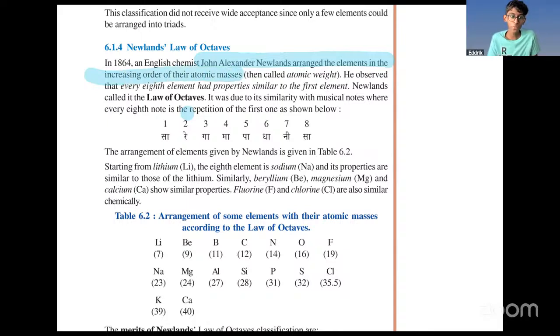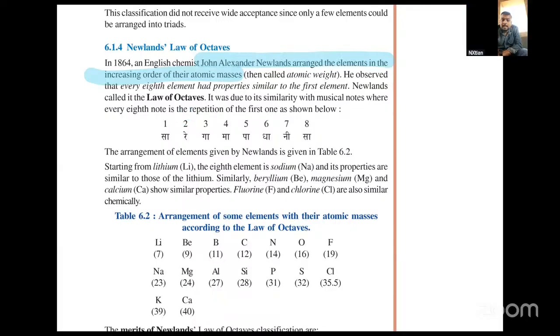Then called atomic weight. First arranged in increasing order. He didn't place randomly. He first arranged them in increasing order and then he observed it. Sometimes we write down Newland's law of octaves but we don't say that increasing order, so you will lose the mark.